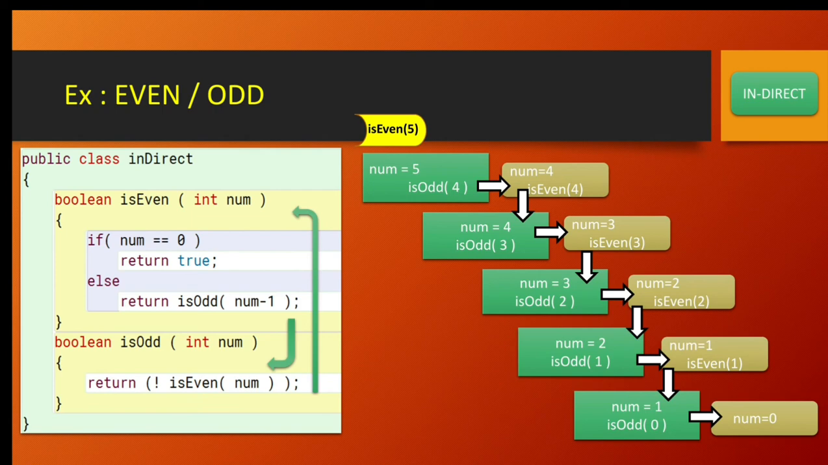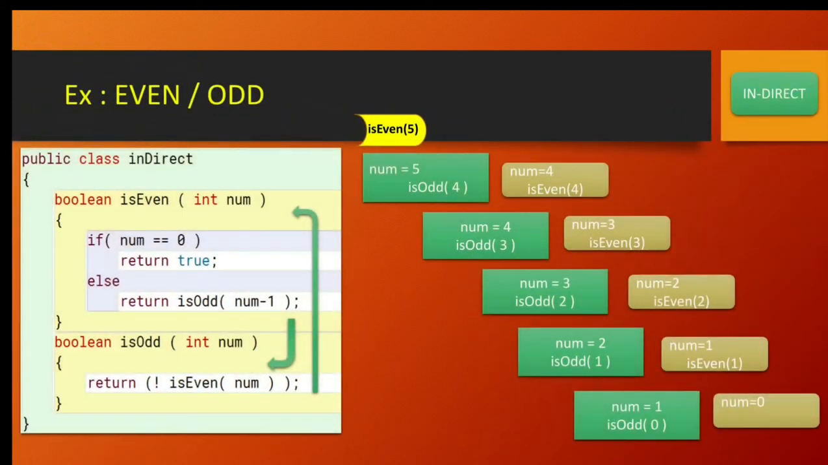It is a complicated one. Try to go slowly so that you are able to understand. Now what will happen when we get num equals 0? We have to return true, but to whom do we return it? To the one who is calling, we have to return it back. When we get true, we return it back.